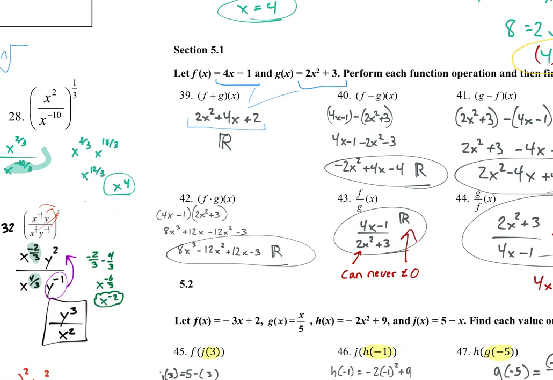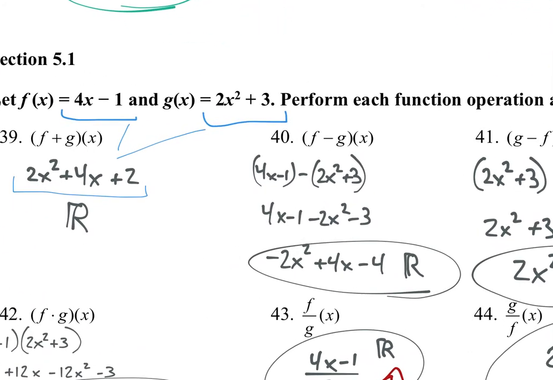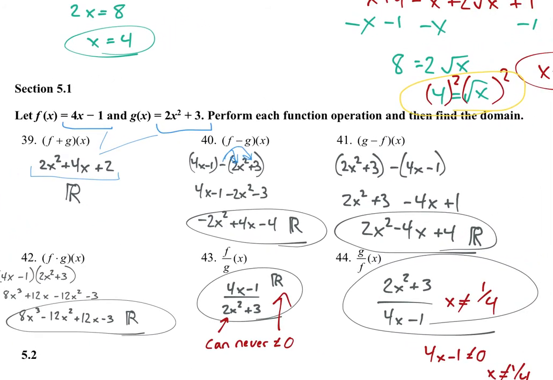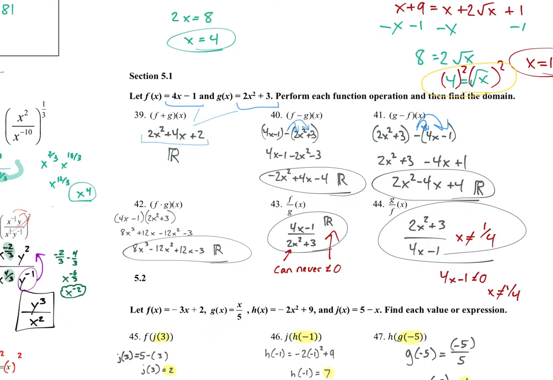For 40, when you go to subtract g of x, do be sure to remember that you have to distribute that subtraction sign to both. Same thing for 41. We'll distribute that subtraction sign to both because we're subtracting all of function f, not just a single piece of it.